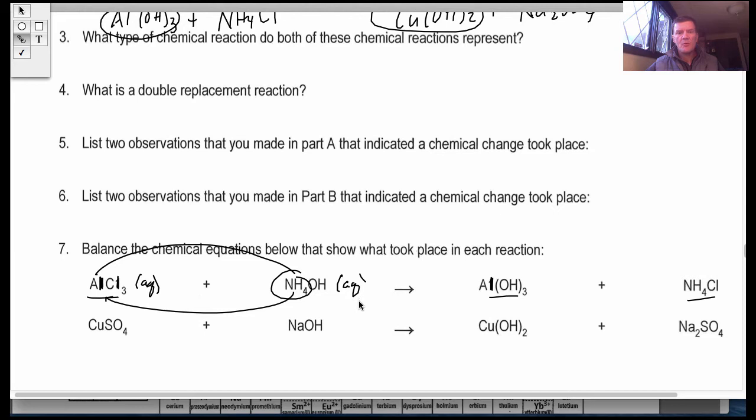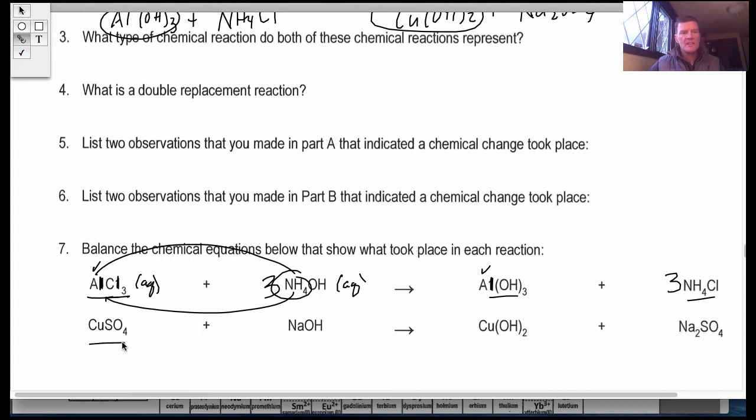Those are the correct formulas for everything. And then we have to balance this. We have one Al on both sides, so that's good. But we have 3 Cl's on this reactant side. We need 3 on this side. So I'm going to put a 3 coefficient in front of all that. That triples the number of ammoniums, so I've got to put a 3 in front of this. That triples the number of hydroxides, which I do have 3 on that side. So now it is balanced.